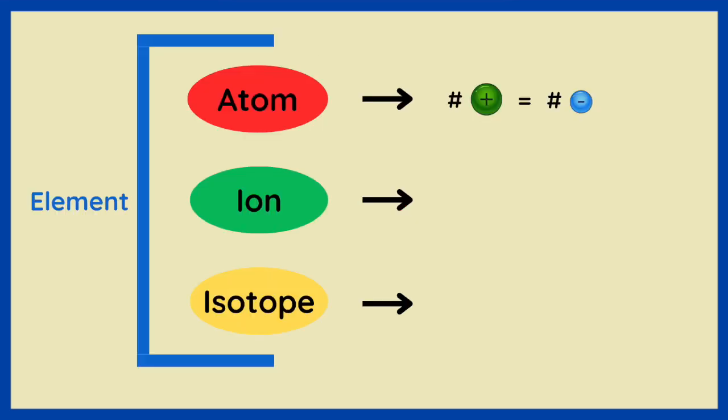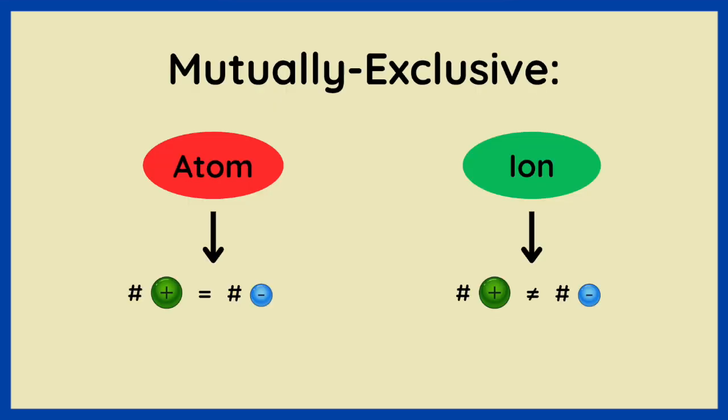So we've explored the ins and outs of atoms, but what about the other two forms of an element, ions and isotopes? An ion specifically is any element wherein the number of protons and the number of electrons is not equal. So atoms and ions are opposites in this sense. If protons equals electrons, it's an atom. If protons doesn't equal electrons, it's an ion. They cannot both be true at the same time.